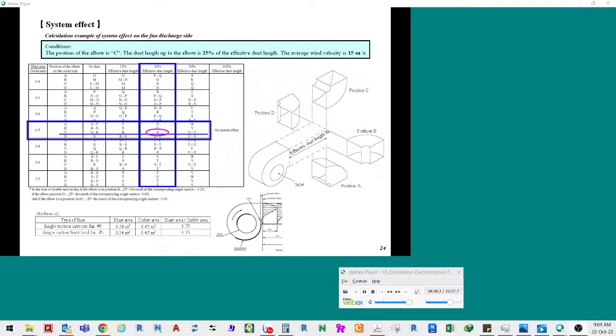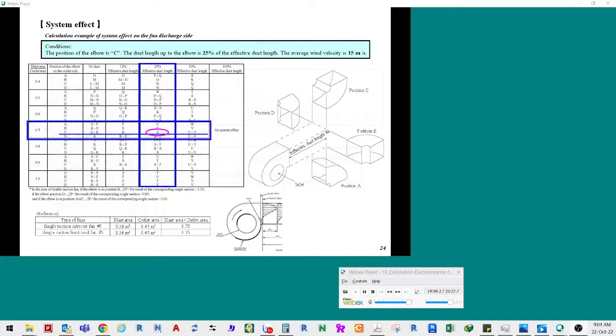Now, how to calculate the system effect is explained based on a sample. We use conditions shown on the slide. By the way, the term elbow shape means a curved shape as shown on the slide. In this example, we use an elbow placed in position C. Let's select a symbol from the selection table for the systematic effect diagram.